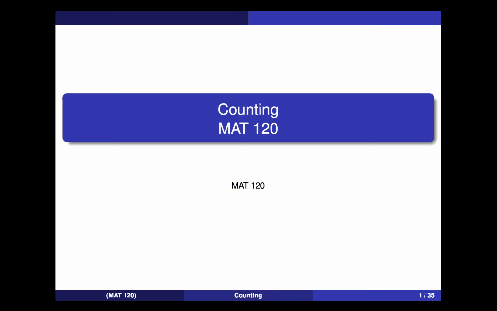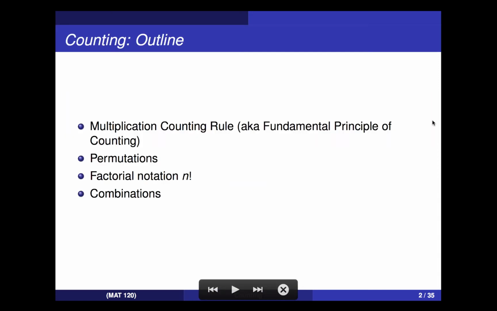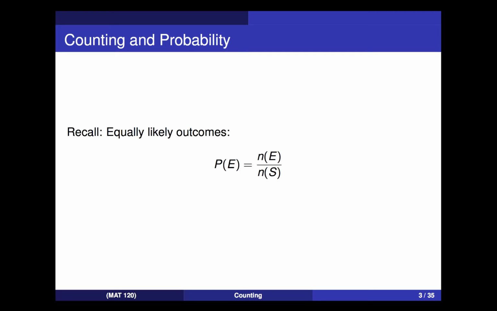To begin our discussion of counting, here's an outline. We'll look at the fundamental principle of counting. It's a basis for our discussions, and then we'll look at different ways of making selections when order is important, when you're taking things without replacement: permutations, and we'll look at some notation. Combinations will be in the next video. We'll probably look at that in class.